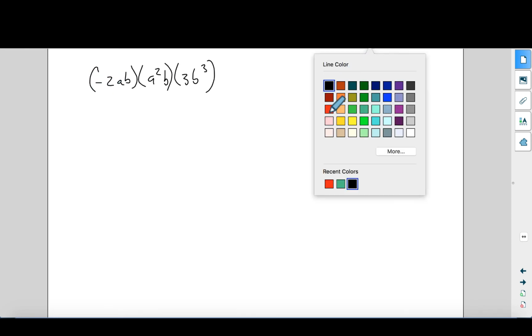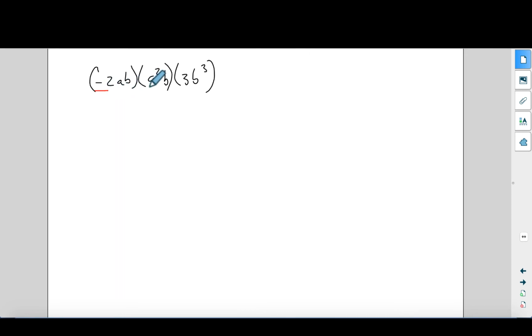Let's go to another question that you'll find in your textbook, and this time we're going to do example 2. We have a -2ab, and these are in parentheses, times a squared b times 3b cubed. Now let's work on the first part of the numbers. There's a -2. This one doesn't have one, but it's kind of like an understood 1, and this is a 3. So we're going to multiply -2 times 1 times 3. I get a -6.